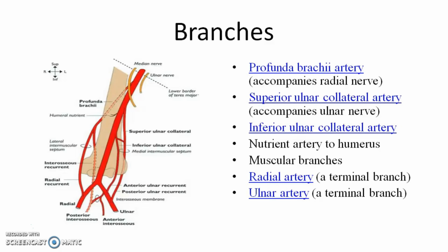So 5 important branches which you have to remember is profunda brachii artery, superior ulnar collateral artery, inferior ulnar collateral artery, then we will be having radial artery and ulnar artery as terminal branches. Along with that we will be having some muscular branches to supply the arm muscles, and then one nutrient artery to supply the bone present in the arm, that is humerus. And in this picture it is clear.